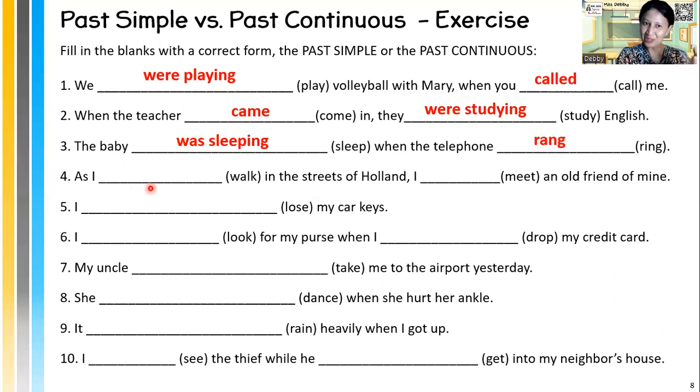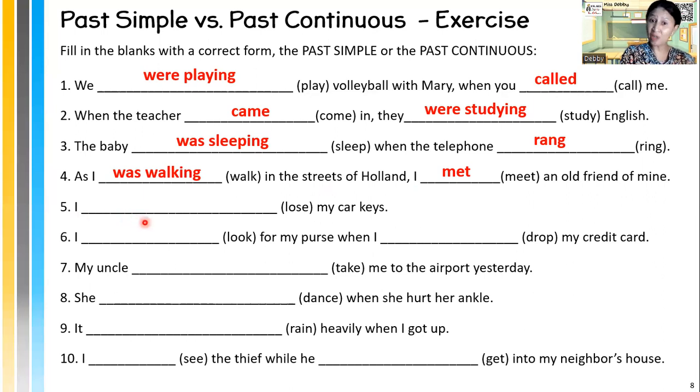Next, number 4: as follows the past continuous. As I was walking in the streets of Holland, good job, I met an old friend of mine. When you retell a story to a friend, like, hey, you know what? Yesterday, as I was walking in the streets of Holland, I met an old friend of mine. So we use these two grammar tenses.